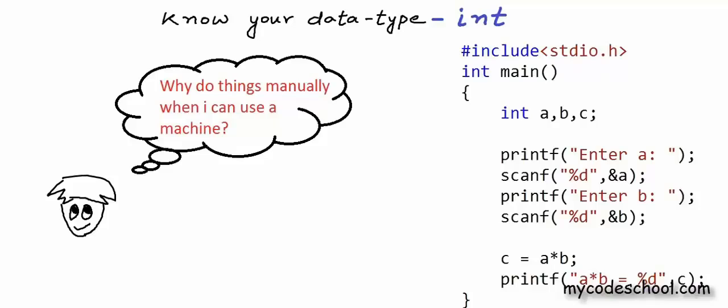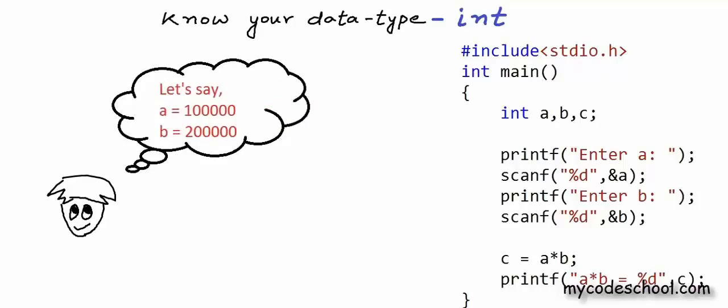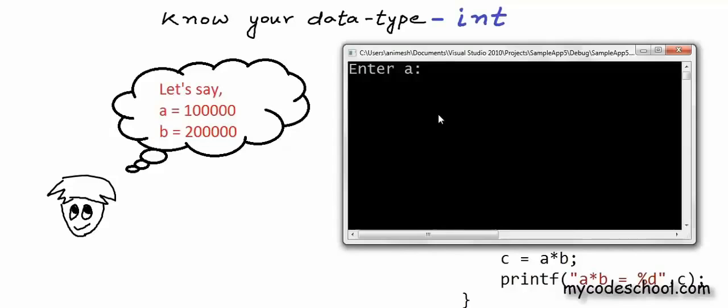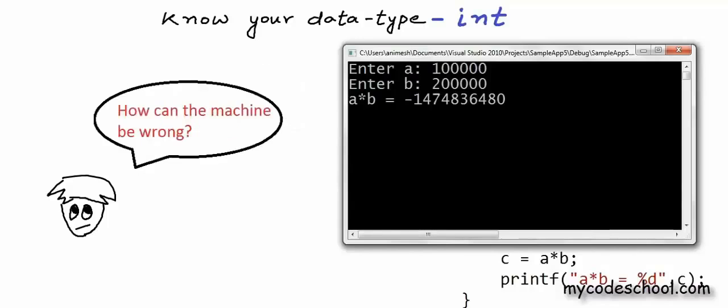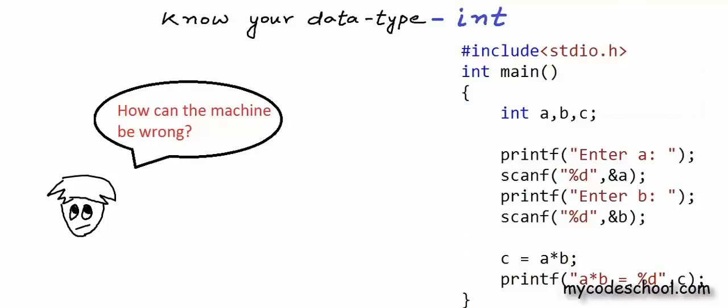Albert wants to run this program for A equal to 100,000 and B equal to 200,000. But when he runs the program, passing A as 100,000 and B as 200,000, he's getting a negative value for the product of these two positive numbers. Albert is puzzled. How can the machine be wrong? Or is it his code that's gone wrong somewhere?